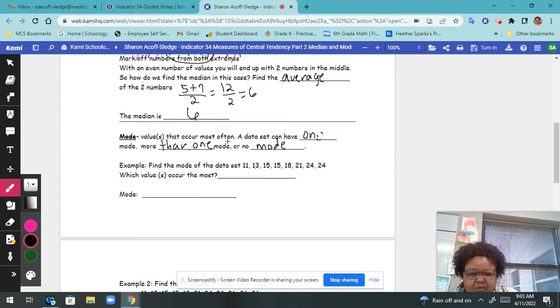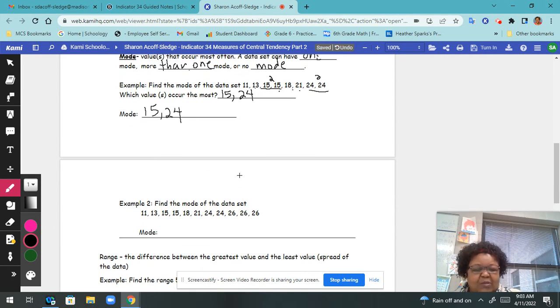Okay, so I have one of those, one of those. I have two 15s, so that occurs two times. I have an 18, a 21, and I have two 24s. So my mode, so 15 occurs twice and 24 occurs twice. Both of those are my modes. So my modes are 15 and 21. I'm sorry, 24. 24, excuse me.